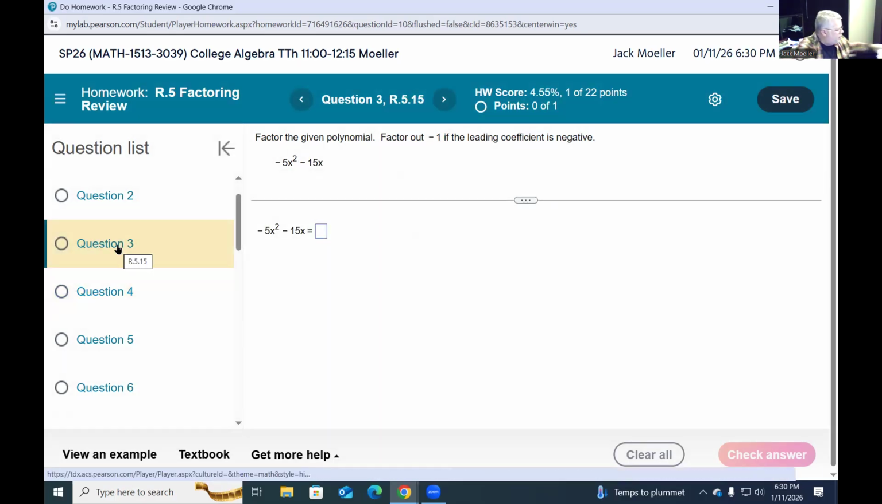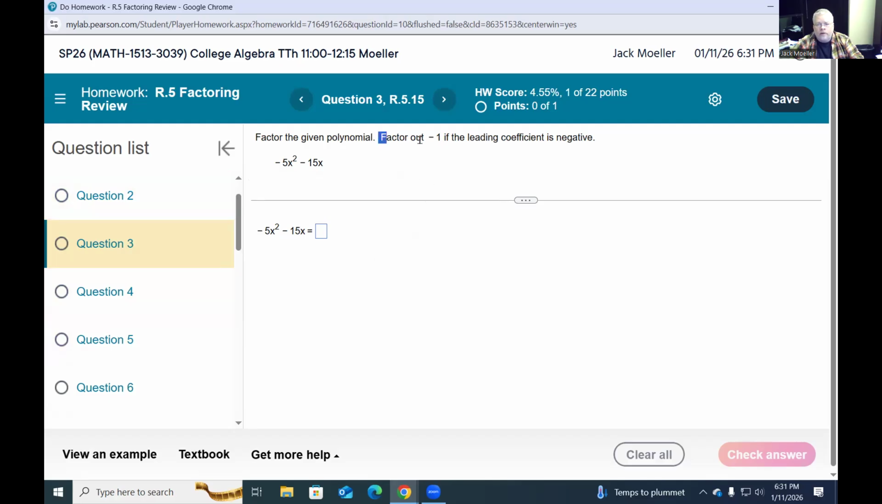Okay, let's look at my number 3. If you're following along, your number 3 will be a little bit different number-wise, but the problem will be the same, the setup will be the same. We're going to factor negative 5x squared minus 15x. Now, look at the instructions right quick.